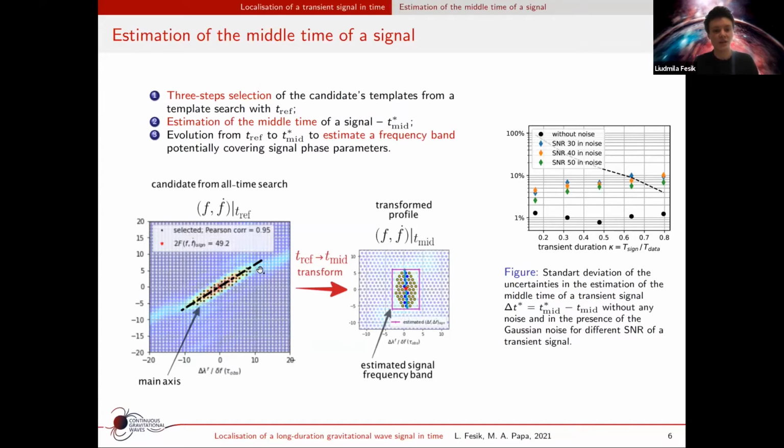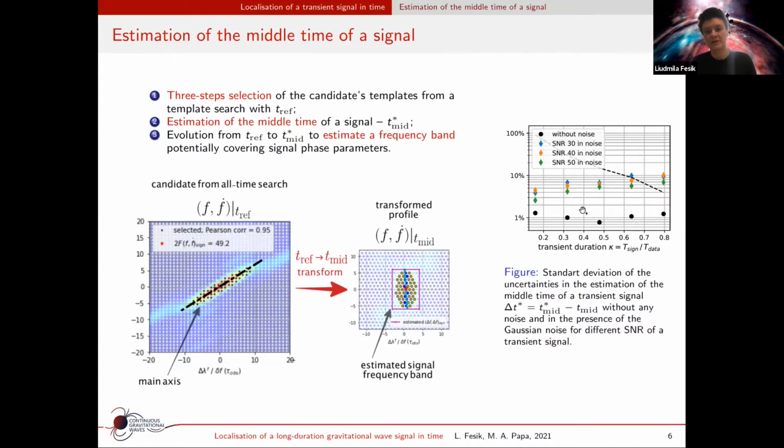First, we collect some templates with approximately the same SNR reduction, within some SNR reduction level. We find the main axis of the SNR reduction ellipse, and we compute its slope, and so estimate the middle time. On the plot on the right, I show the uncertainties that we get from these estimations, between the actual middle time of the signal and the estimated middle time when we apply this simple process. For the case without any noise, when the signal is injected without any noise, we have uncertainties up to 1%. By the way, I show here the standard deviation of uncertainties.